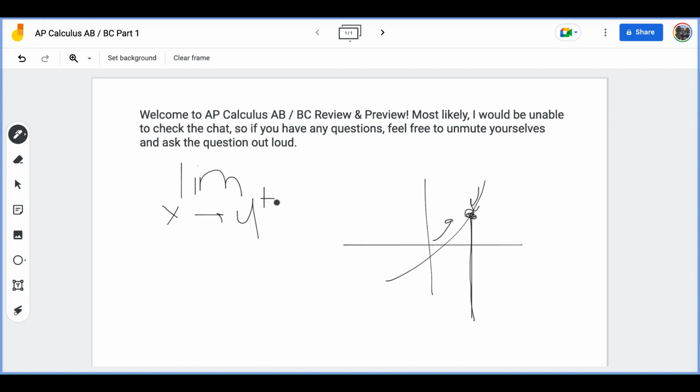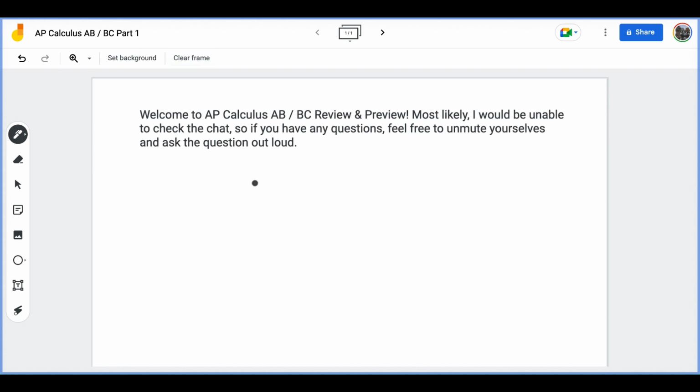Could either be plus or minus. If it's plus, it's coming from the right, and if it's minus, it's coming from the left. And if there's nothing there, it's the both-sided limit. This limit only exists if both one-sided limits exist and are equal to each other. So I'll give you a few examples of when this is not the case.